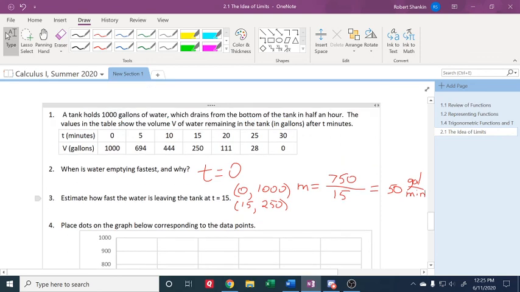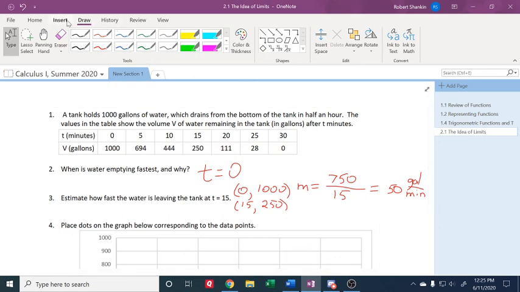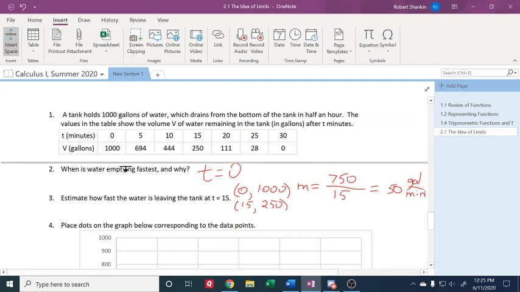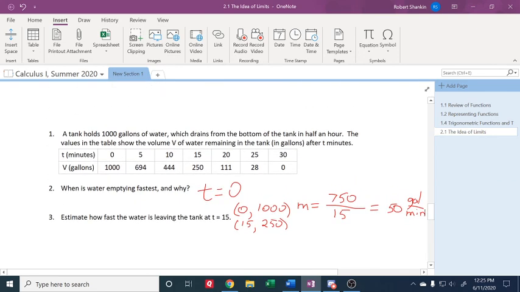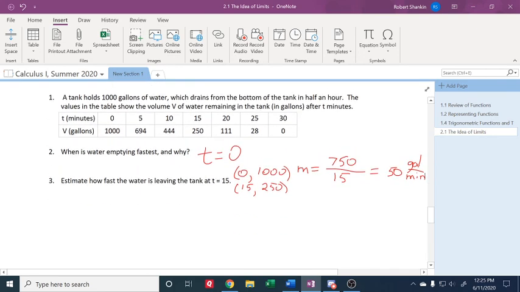Now, did anybody do it a different way? I tried to get as close to the interval at 15 and 200, so 15 minutes, 250 gallons. So I took the slope between the 10 to 15 interval and 15 to 20 interval, and I tried to find a medium between them. All right. Well, I did it differently. And what did you do? I just took 250 divided by 15, which gives you how many gallons per minute.